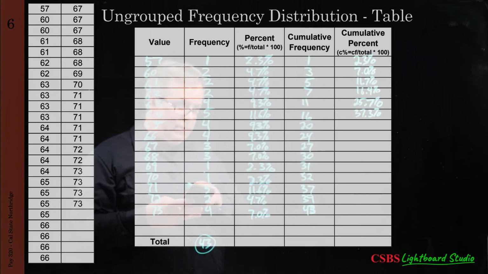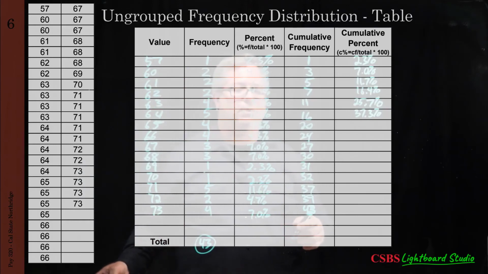11.6. Should be 16 divided by 43 equals 37.2. That's what 37.3 is. It's pretty good. I think that's right so far.